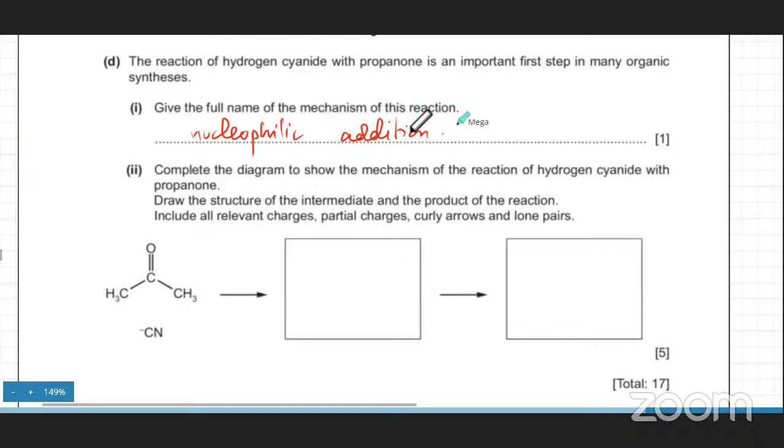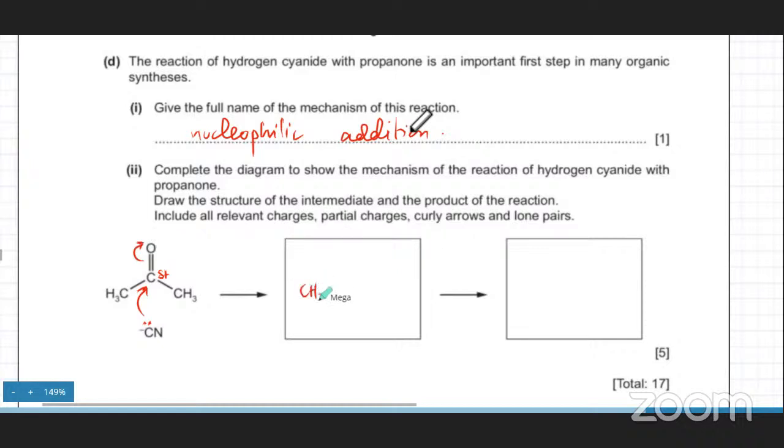And the other thing is complete the diagram. So you're going to complete the diagram, which is that this carbon is partial positive. The CN minus 1 with its lone pairs are going to be attracted to this positive carbon atom, and the electrons over here are going to be repelled because of that.